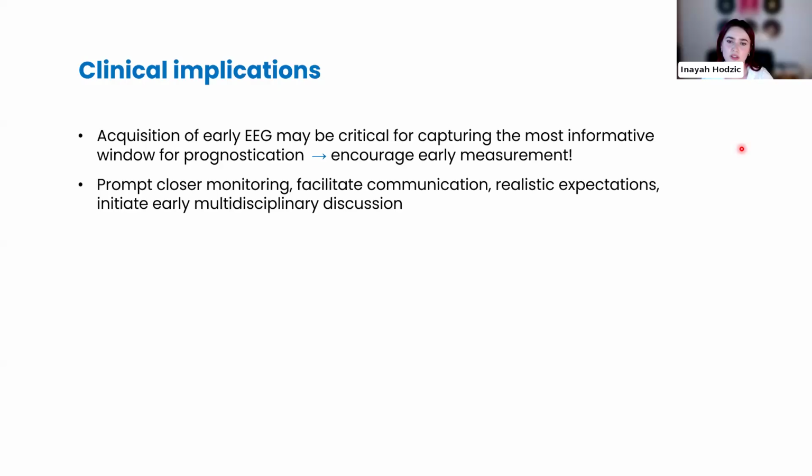So we believe that it's important that we can further encourage the continuous early measurement of EEG, and that it could prompt closer monitoring, facilitate further communication, as I said before, and also set realistic expectations, as well as initiate early multidisciplinary discussion. So neurological outcome is never solely predicted or based on EEG. It's a very multimodal approach, but having some sort of indication, or a more accurate indication, in earlier hours may prompt all these other facets or aspects of clinical care, which are very important.